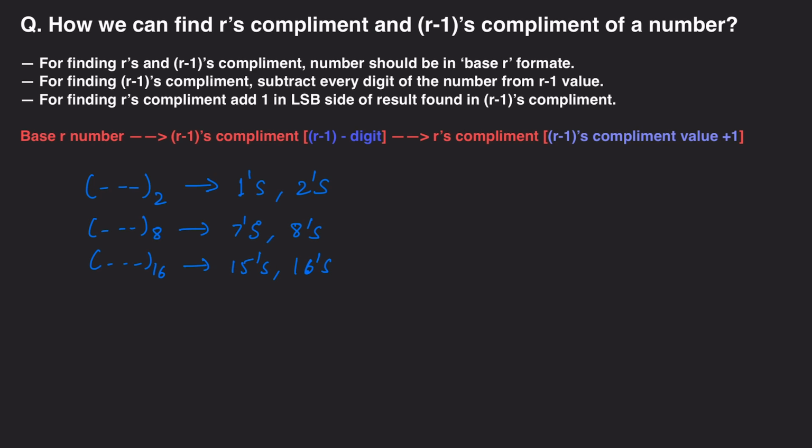And for finding r's complement, add 1 at the LSB side of the result found in r minus 1's complement. So whatever we find in r minus 1's complement, we simply add 1 to this value, and we get the r's complement of that number.